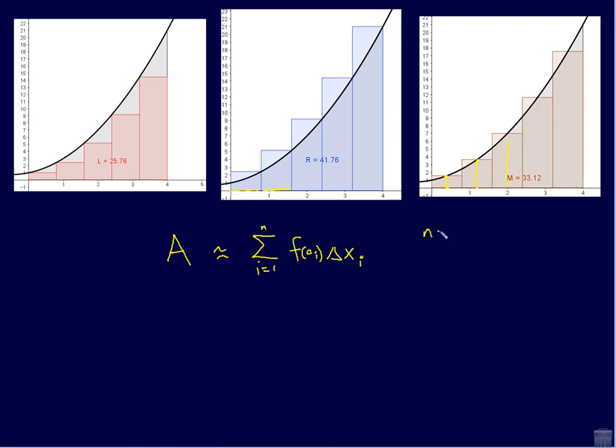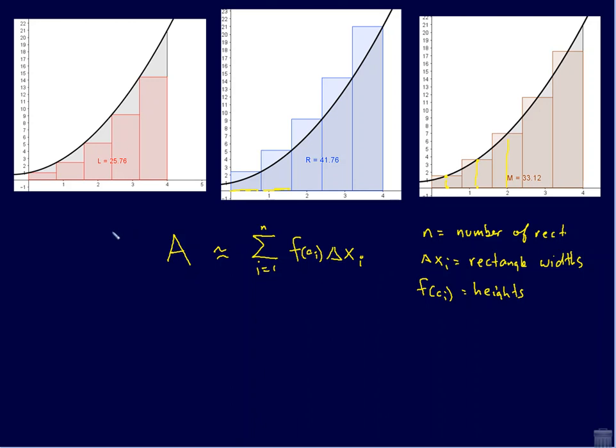And the n is the number of rectangles. The change in x is each of the rectangle widths. And then the function value gives you the rectangle heights. So as long as you recognize that really we are adding together rectangle areas where we have the height multiplied by the width, that's really all there is to get here.